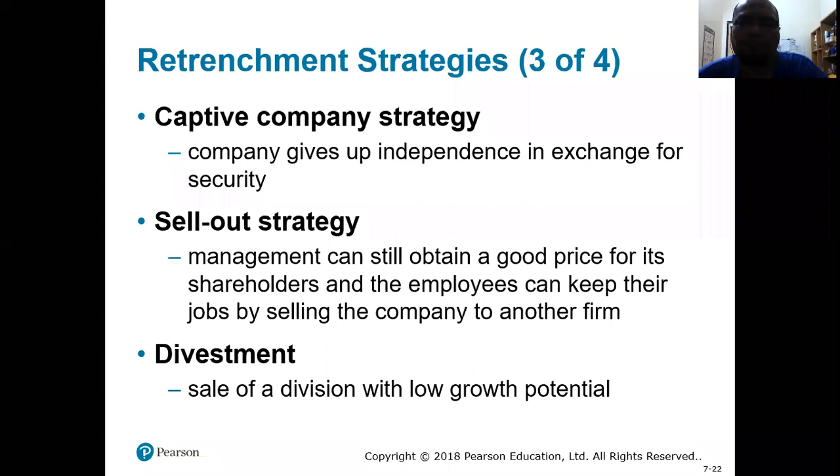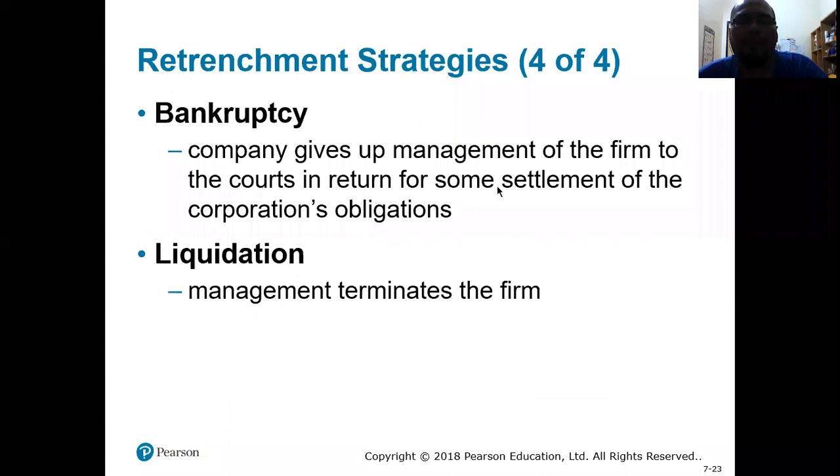All right. Next is bankruptcy. What is bankruptcy? Bankruptcy is when a company gives up management of the firm to the courts in return for some settlement of the corporation's obligations. Normally people file for bankruptcy when they are no longer able to clear their debts, when they are no longer able to pay their obligations. So bankruptcy is when the top management of the firm gives the management of the firm to the courts.